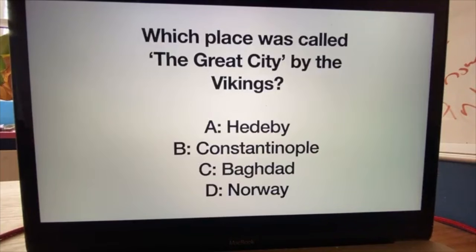Which place was called the Great City by the Vikings? Population of at least 300,000. Was it A, Hedeby, B, Constantinople, C, Baghdad, or D, Norway?